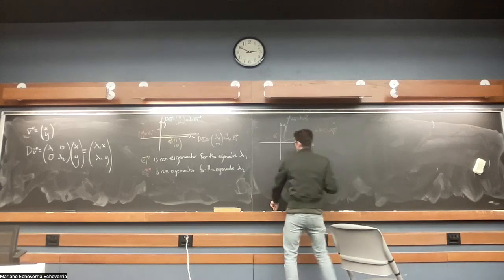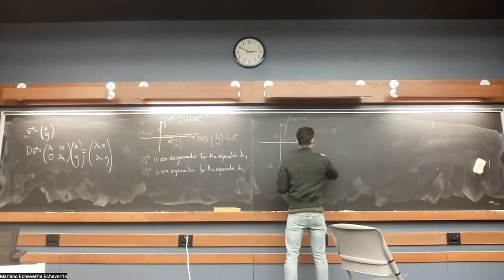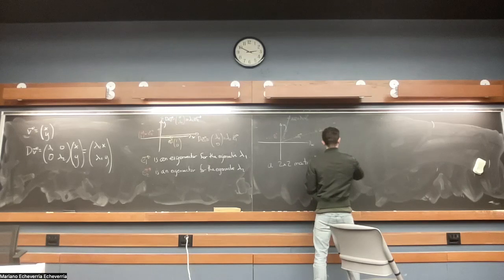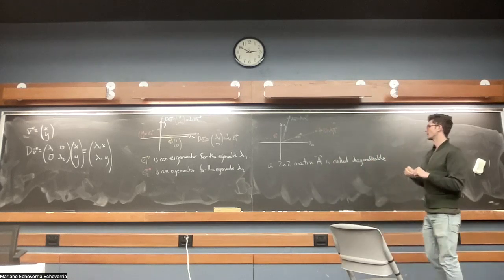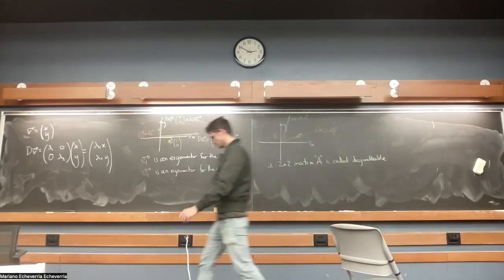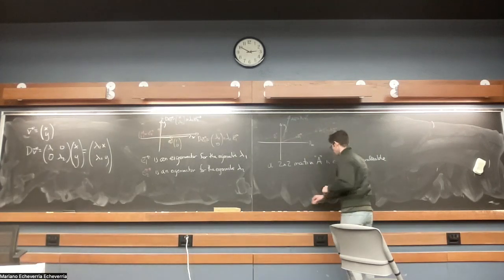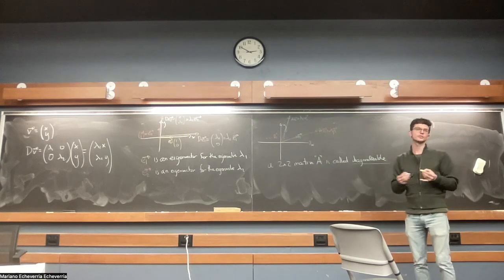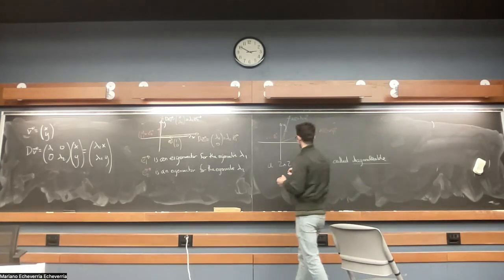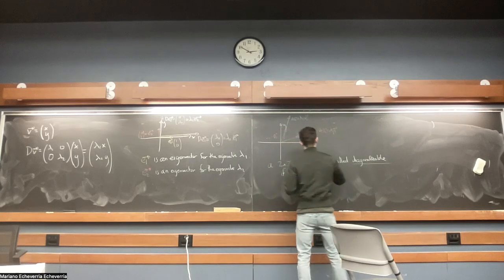So let me give you the definition. A 2 by 2 matrix A is called diagonalizable if it has two eigenvectors which are linearly independent.